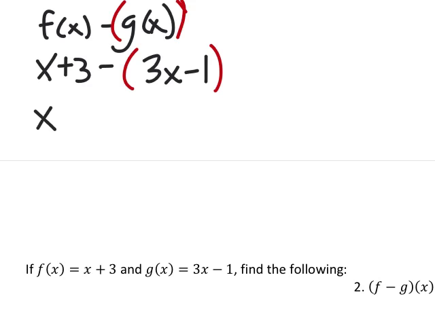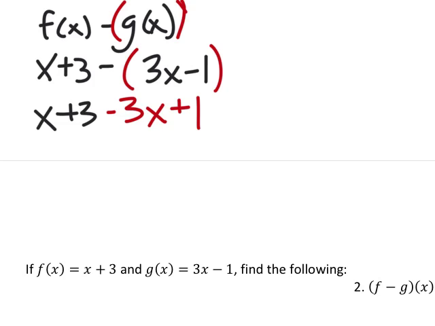So we end up writing this x plus 3, and that's a minus 3x, and the opposite of minus is plus 1. So don't forget to do that, because that's a common mistake that a lot of people make, is they'll change the sign of the 3x here, but they won't change the minus to a plus, which is absolutely necessary if we want to get the right answer for this.